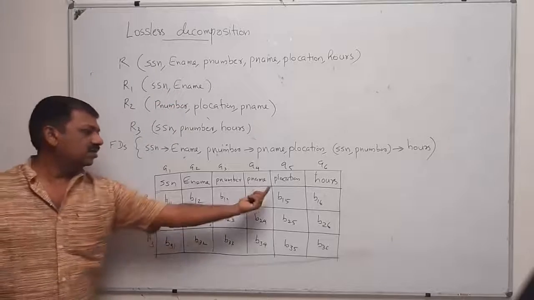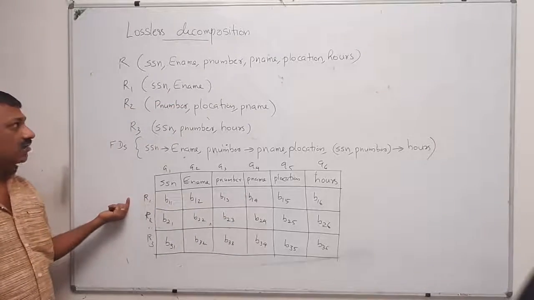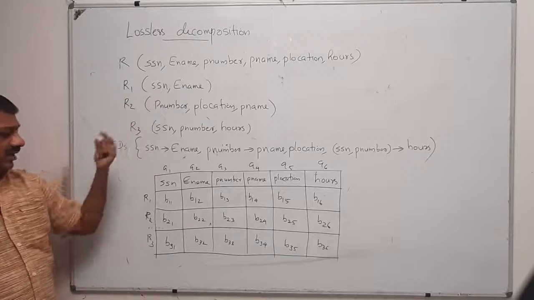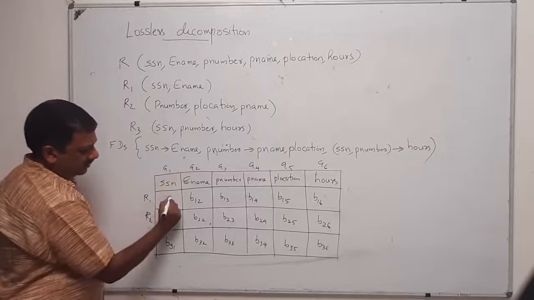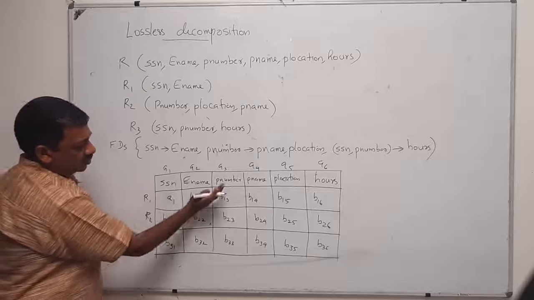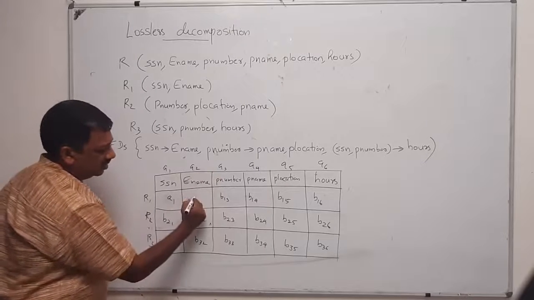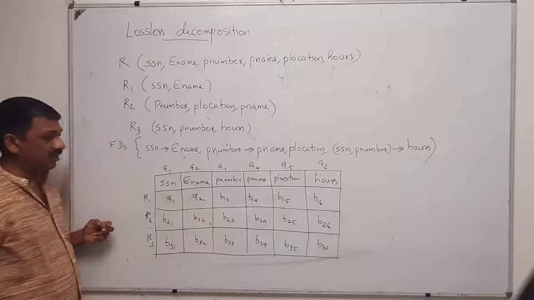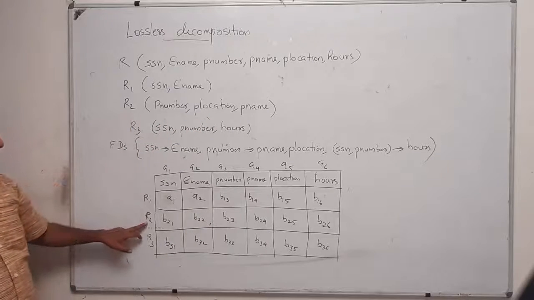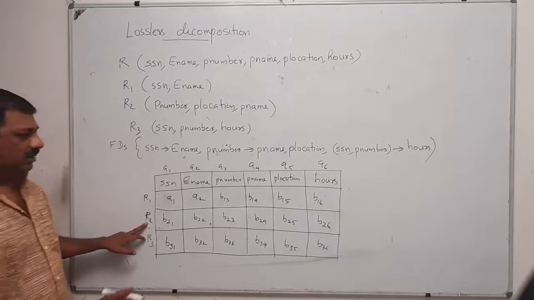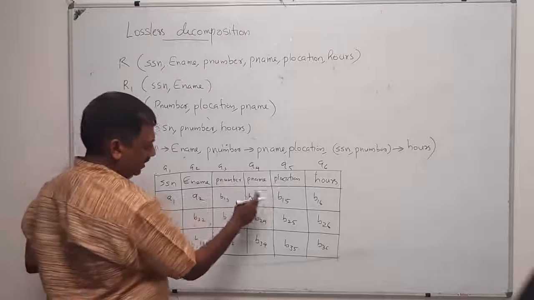After that, the tables we are going to construct: R1 is SSN and E name. This row represents R1, and in that SSN you are going to replace by A1, and E name you are going to replace by A2, A1 and A2. Then P number, P location, P name for R2. R2 has P number, P location, P name.